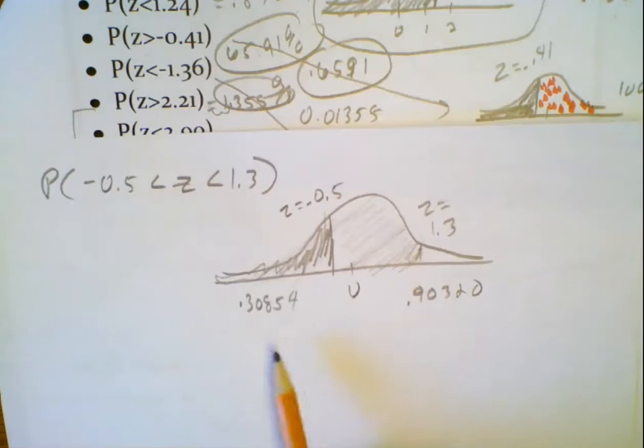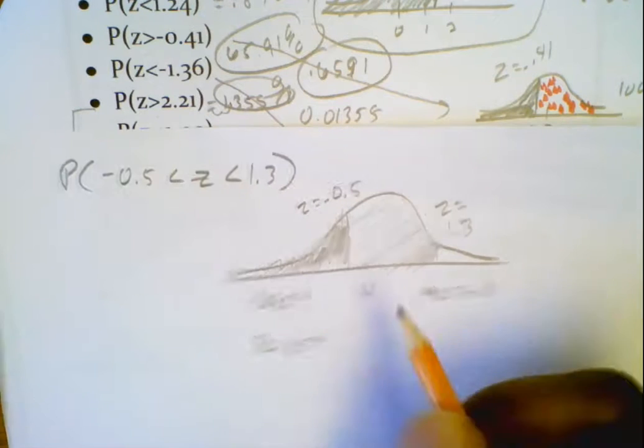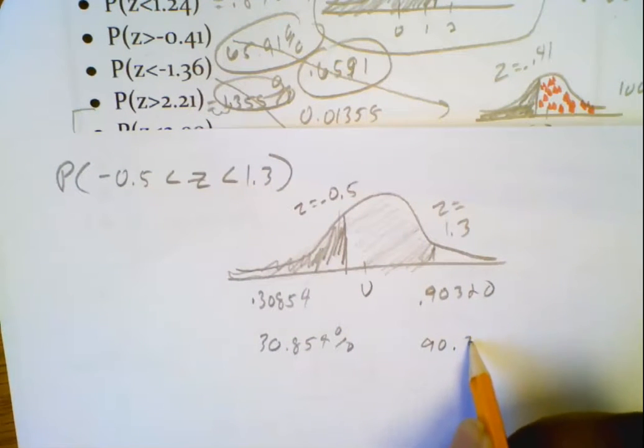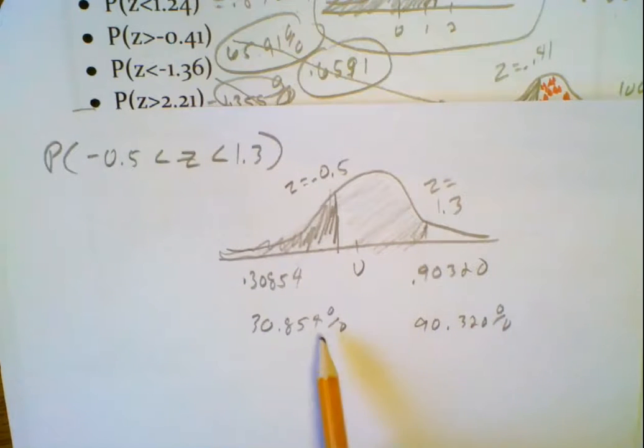You ultimately want the difference between those two. I'm going to change them both to percentages. So this is about 30.854%. This is about 90.320%. So you want the difference between those two to get this area.